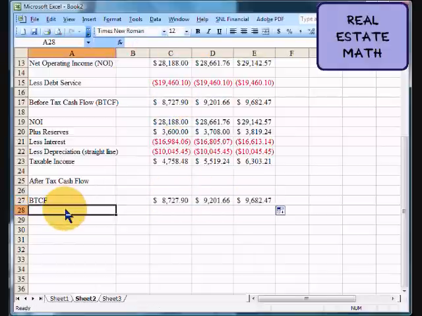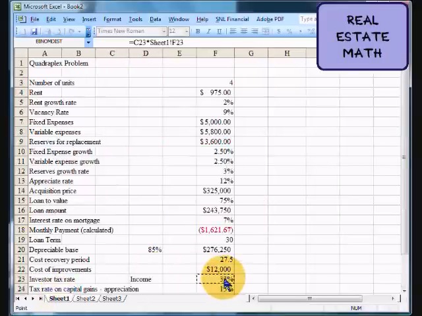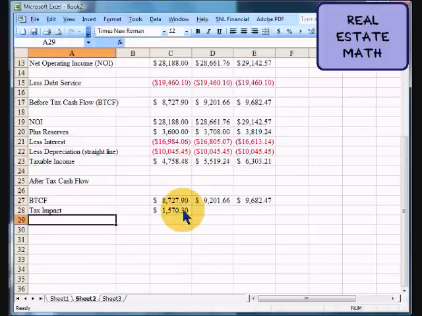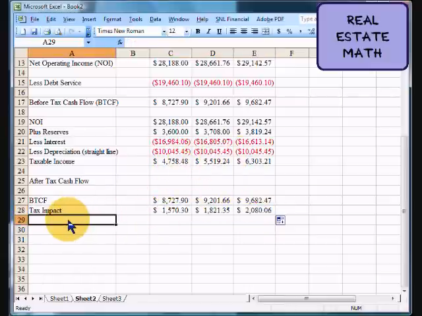And now we're going to have the tax impact. Now, if you recall, we have our tax rates on our other sheet, so we're going to multiply this taxable income times our investor's tax rate, and we're going to go ahead and lock that in, and we'll drag that across, and what you'll see is it uses that tax rate and multiplies that by each of these values for taxable income in each one of those years.